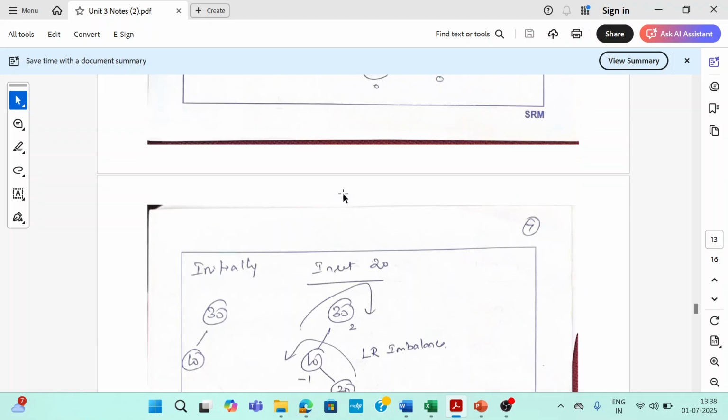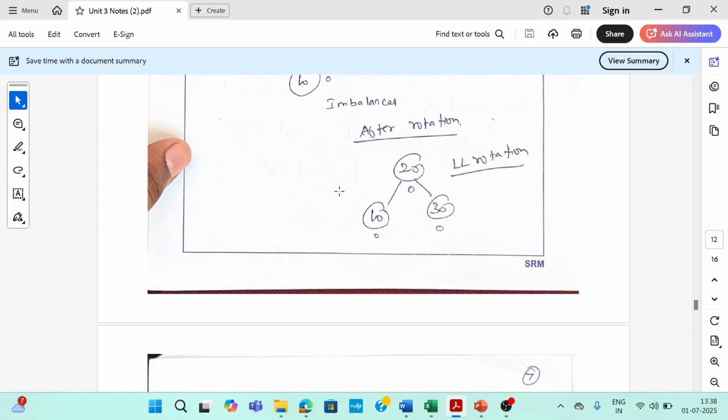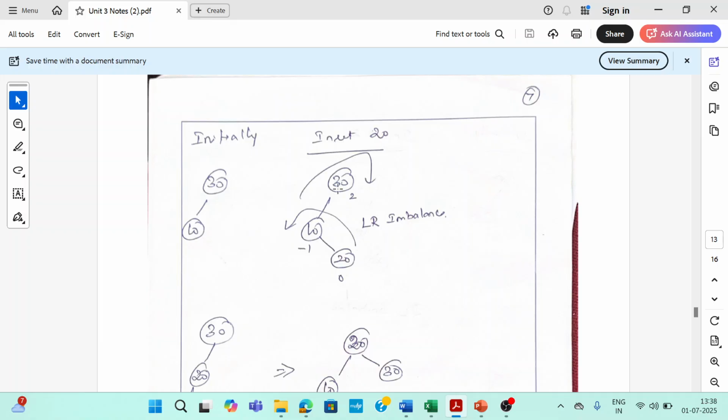In the previous case, it is fully on the left side. But here in this case, one is on the left, another is on the right. So that's why we are calling this a left-right imbalance. So now what do I do? At first, I will put a nail over here.